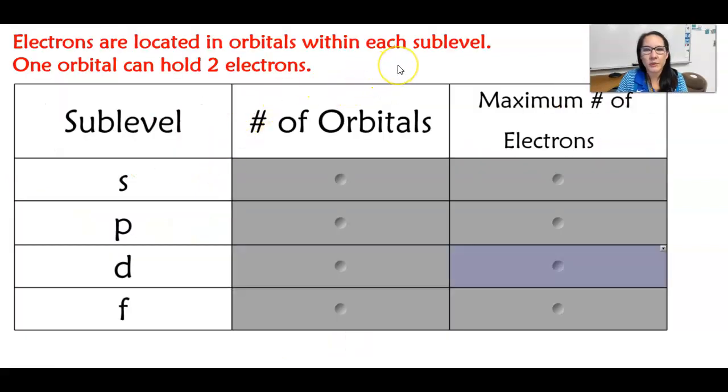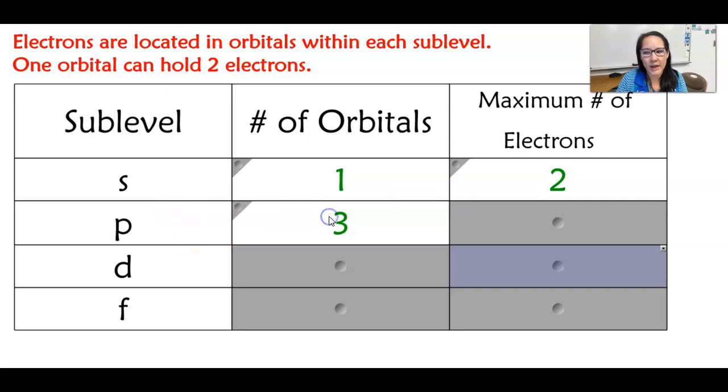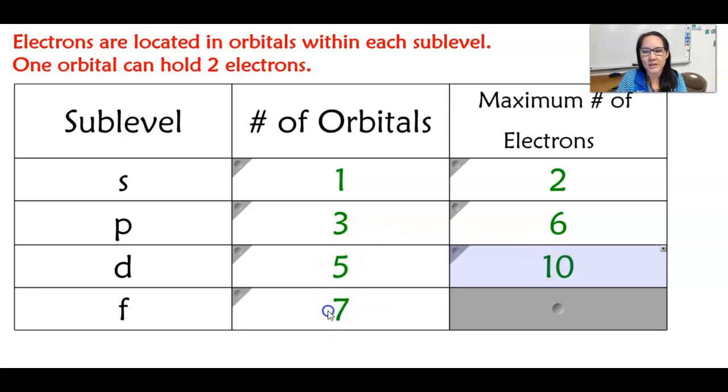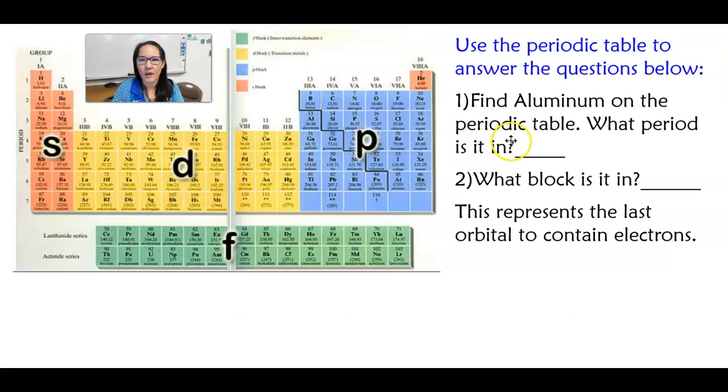Electrons are located in orbitals within each sublevel. One orbital can hold 2 electrons. Now remember, on paper we're going to represent orbitals with blanks or boxes, and then electrons are represented with arrows. So if you have an s sublevel, then you're going to have one orbital that can hold 2 electrons maximum. A p sublevel can have 3 orbitals and a maximum of 6 electrons. D will hold 5 orbitals, max of 10 electrons, and F will have 7 orbitals at a max of 14 electrons.